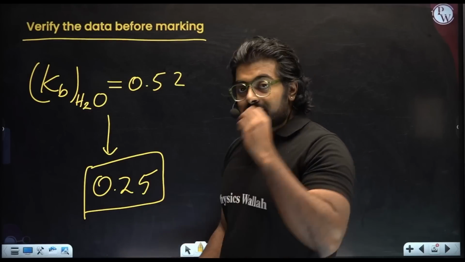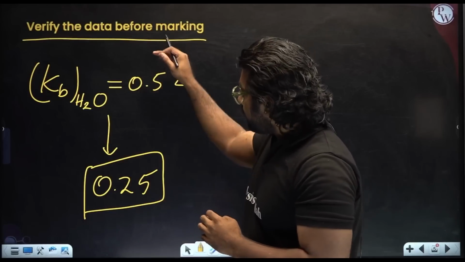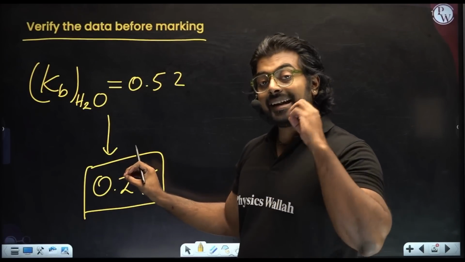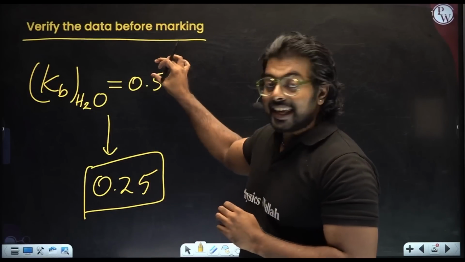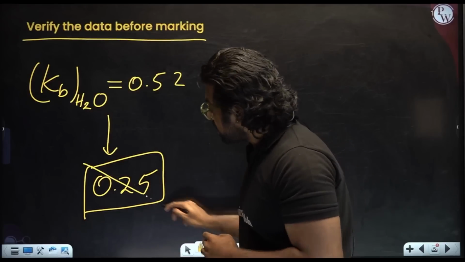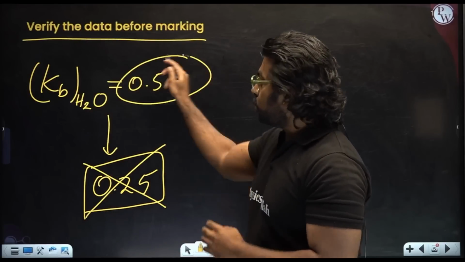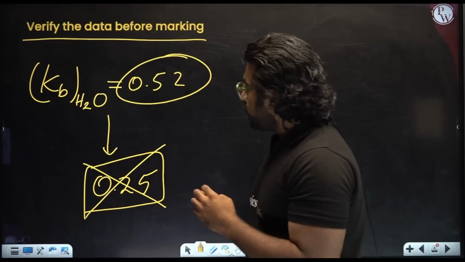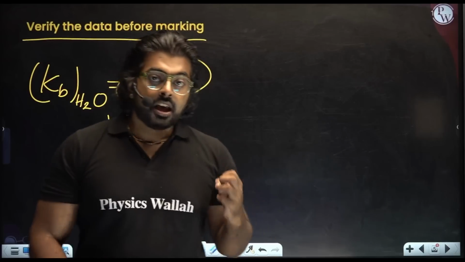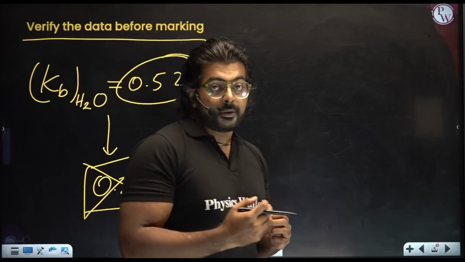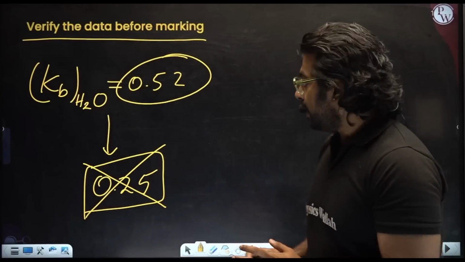So before starting to solve the question, you have to verify if you have written the constants that are given in the question exactly as it is given in the question. So this is not the value that is given in the question. Use this number only. So don't use the numbers that you have memorized. Use the numbers that is given in the question. Whatever is given in the question is final for you.